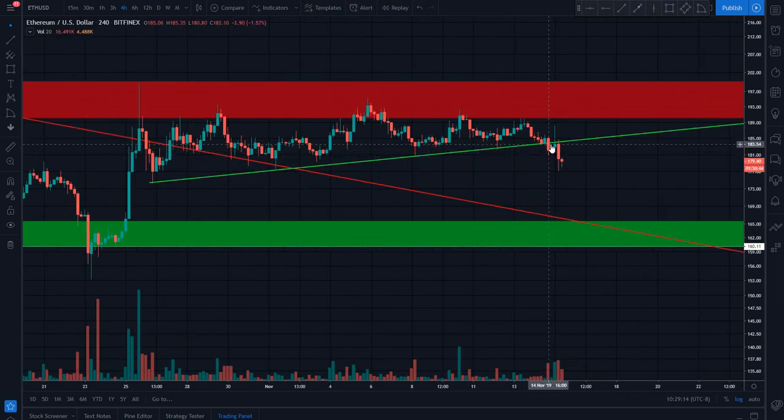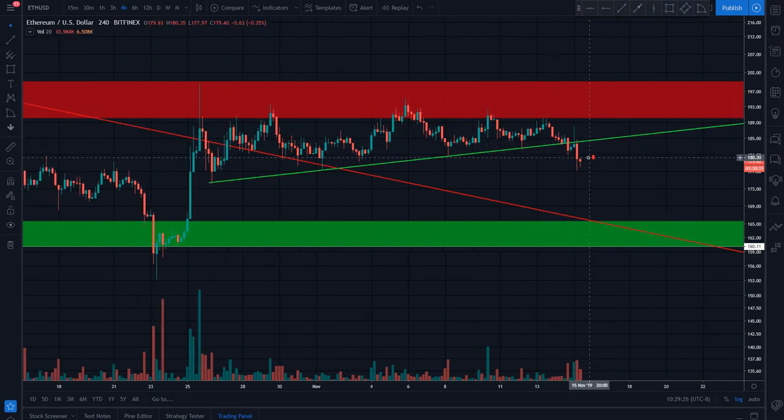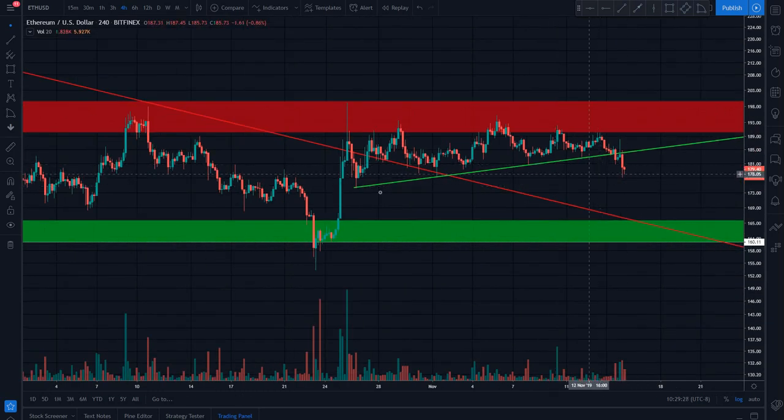So we saw the price open here, come all the way up here, but the sellers said, no, you're not going to close here. Pushed it right back down, and we closed below that area. So that is a very bearish sign, and I'm really looking for a bearish move on Ethereum. So let's take our short position out here.